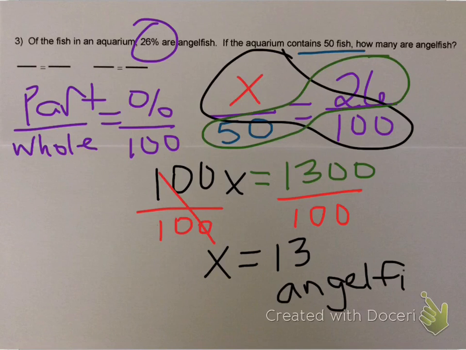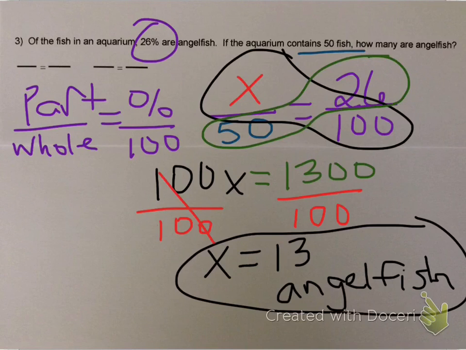Okay, let's just make sure that makes sense. It's 26%. Okay, if 13 out of 50 are angelfish, does it make sense? Yes, it does. If you got a number bigger than 50, you obviously made a mistake. If you got a really large number, that's where you would have made mistakes.